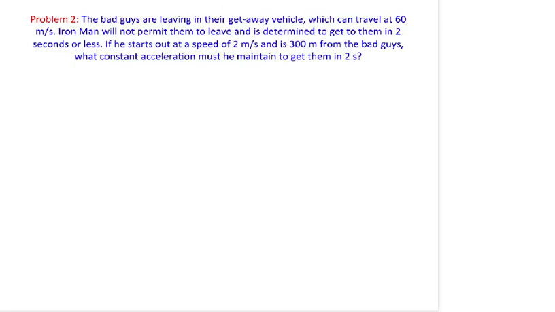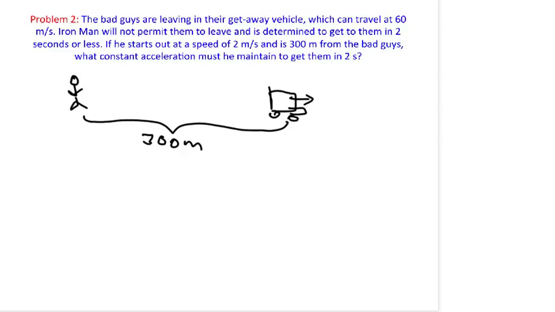Okay, we have the bad guys and their getaway vehicle. It looks suspiciously like my buggy boxes that I was drawing before. Maybe it has wheels or something. And Iron Man is trying to get them. We know that the distance between them is 300 meters, and we know that the getaway vehicle can travel at 60 meters per second. Probably they're going as fast as possible, so we know their velocity is equal to 60 meters per second.